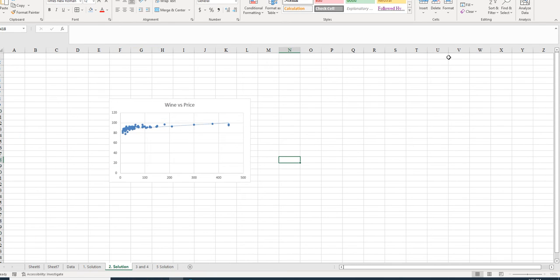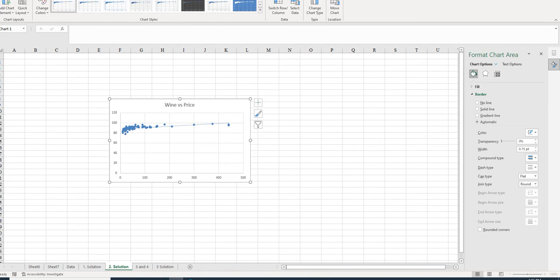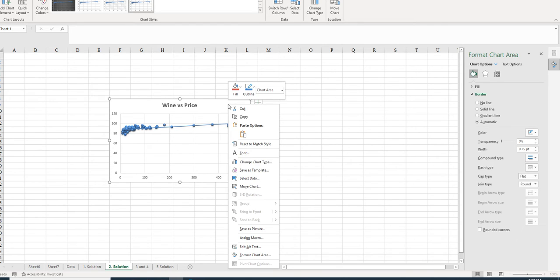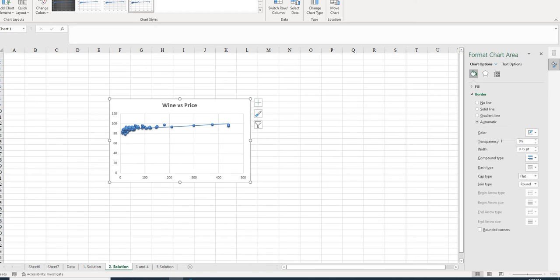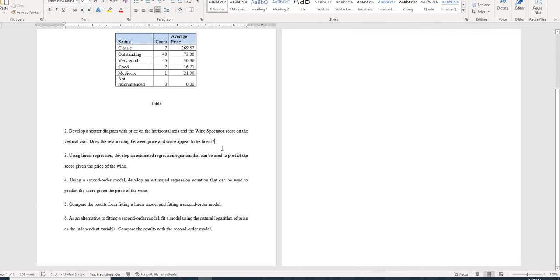So I have prepared a scatter diagram here, and we can see that there is a trend line that was created here. You just double click on this one, make any design related selection, any new and unique design selection, and copy paste that diagram into your document.